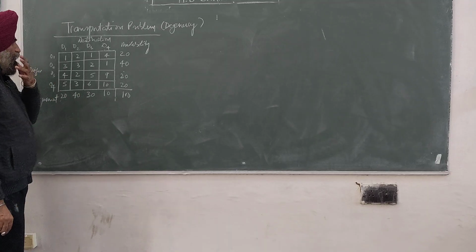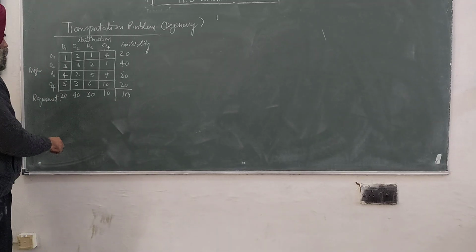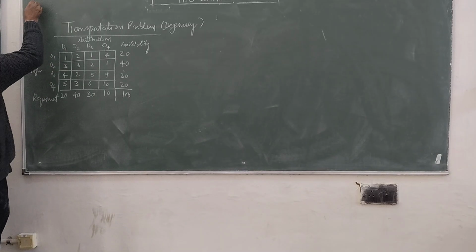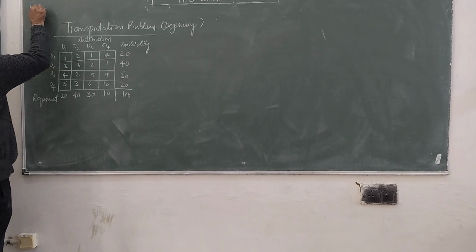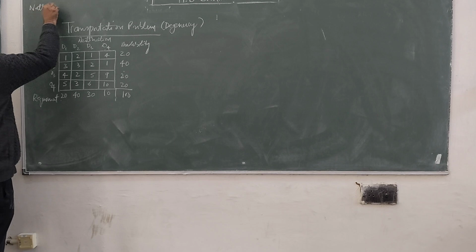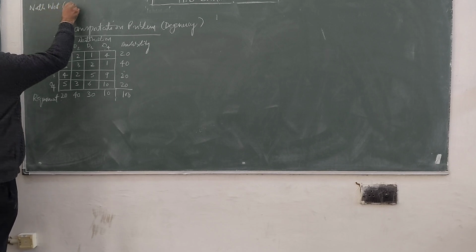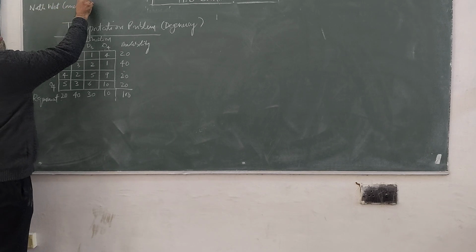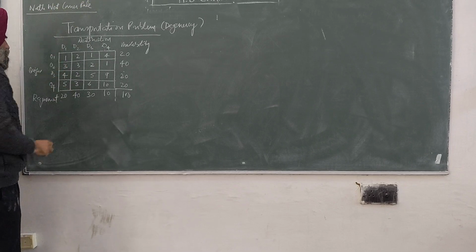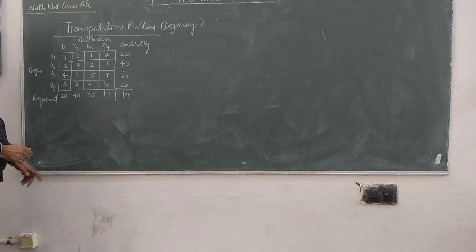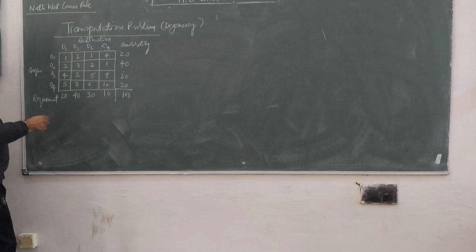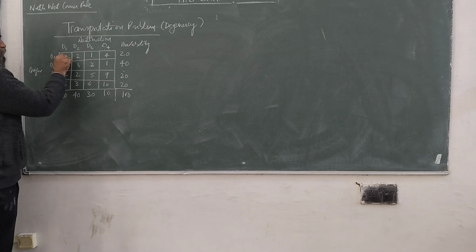So what we are going to do here is solve it with the northwest corner rule. We know there are 5 rules, and you can use any of them, but I am using only the northwest rule. Once applying the northwest rule, we will later perform the optimality test.